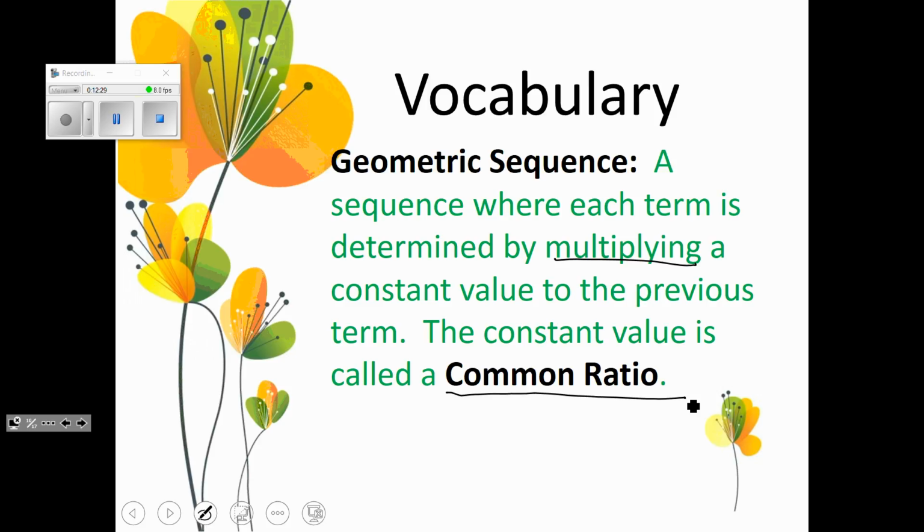And that number is called a common ratio. Anybody know why it's called a ratio? Anybody know what a ratio is? It's like a fraction. Well, if we're multiplying, why would we be finding a fraction? Because if you can't multiply to get the next number, what can you do? You can divide the second number by the first number, and that makes a ratio. That makes a fraction when you divide it. Does that make sense to everybody? And so that's why it's called a common ratio.